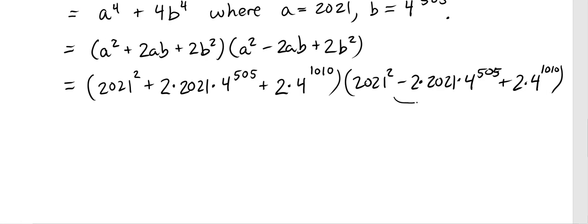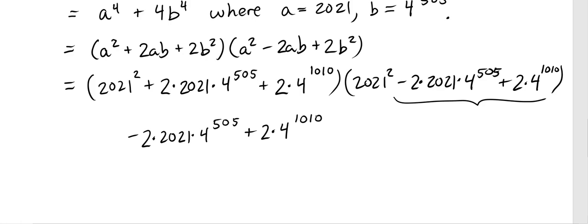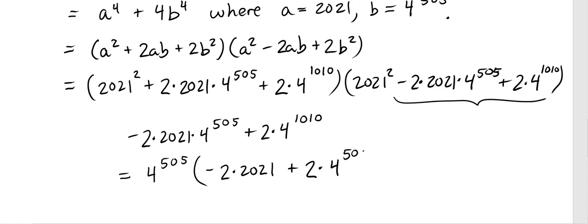In particular, let's look at the last two terms in that factor. Negative 2 times 2021 times 4 to the 505 plus 2 times 4 to the 1010th power. Well, we can factor. I can take out a 4 to the 505, and I'd be left with negative 2 times 2021 plus 2 times 4 to the 505. And this factor in the parentheses, I think you can agree, is clearly a positive integer. 4 to the 505 is much greater than 2021. So this is greater than 1, and when you add the 2021 squared to it, of course, it's greater than 1. So we've factored the given integer into a product of two positive integers, each greater than 1, and therefore it is composite.